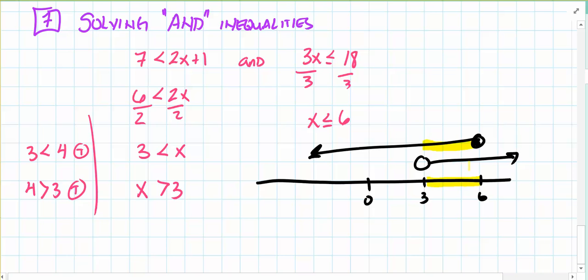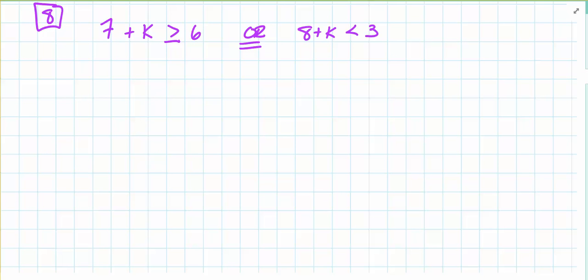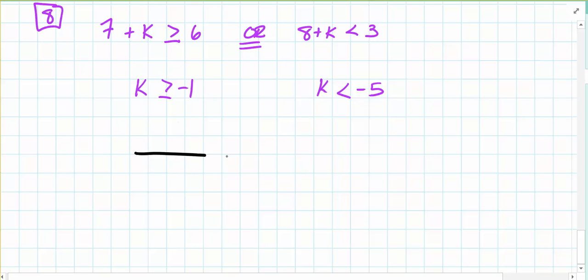Okay, the other types of inequalities are OR inequalities. We're going to solve both of them the same way. So let's say k in this case would be greater than or equal to 6 minus 7, which is negative 1, or k would strictly be less than 3 minus 8, which is negative 5. On the number line, if I needed to graph these, this is an OR statement. Here's 0, here's negative 1, and then way over here would be negative 5.